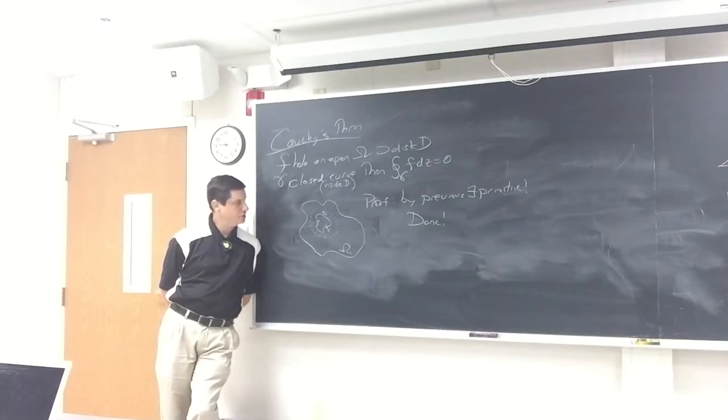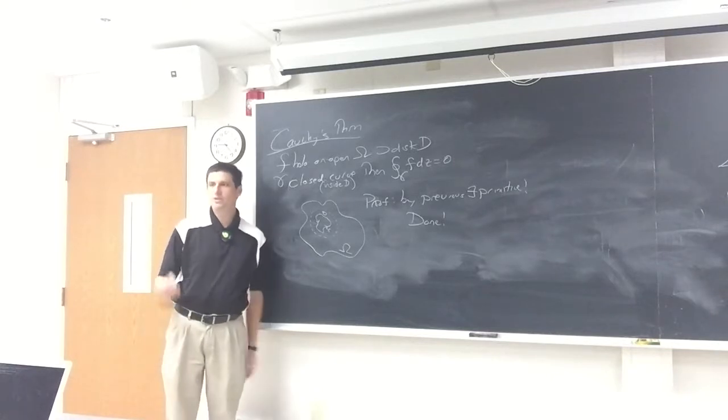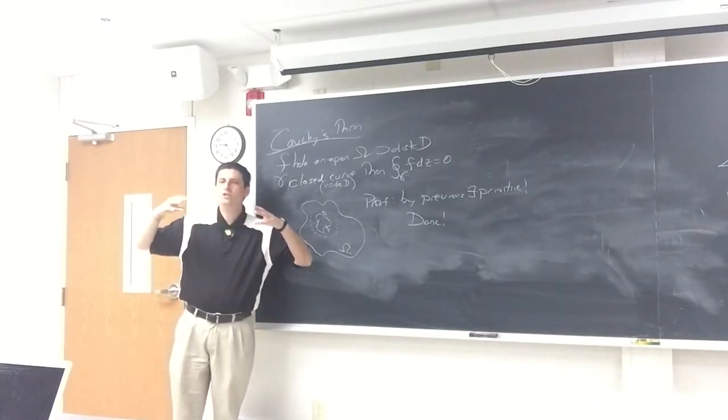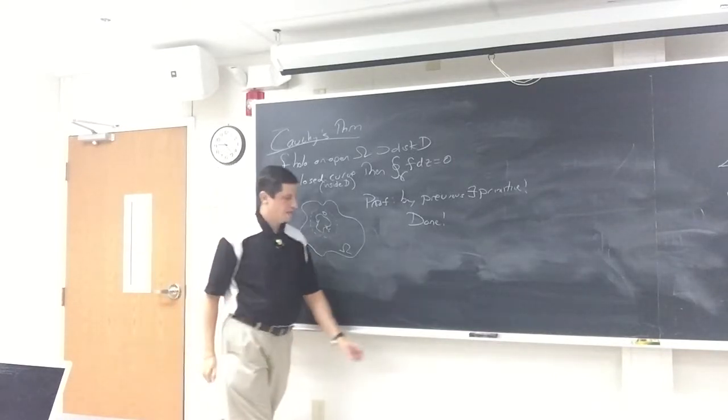The challenge is, what if we remove the fact that it's a closed disk? What if we just say there is a closed curve and f is holomorphic in the closed curve? And by that I'll mean on the inside and a small little neighborhood containing it. That's the generalization we want.